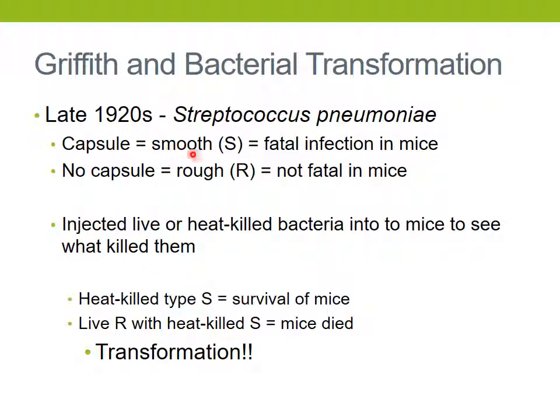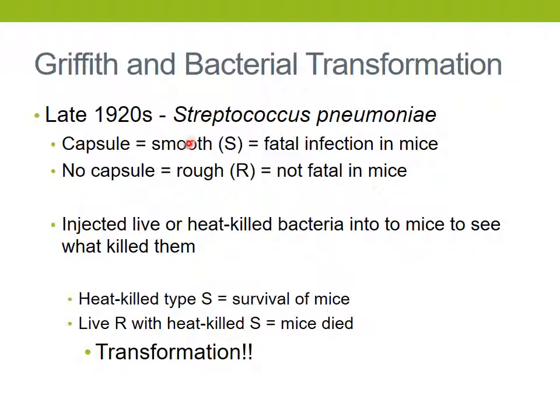Okay. And so the strain labeled smooth, which had a capsule around it, so the bacterial cell, picture this, had a capsule around it, that bacteria was very dangerous and fatal to mice. So the one with the capsule, called smooth, would get into mice and kill them. The other bacterial strain, called rough, lacked a capsule, and so when you put that into the mice, it was not fatal.